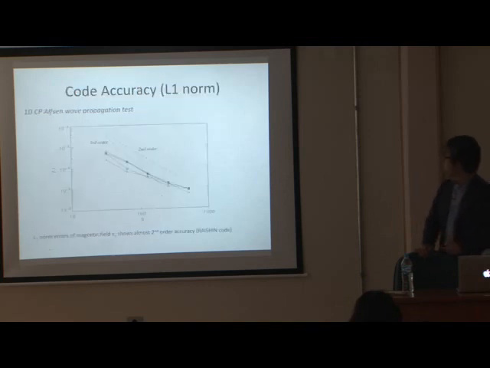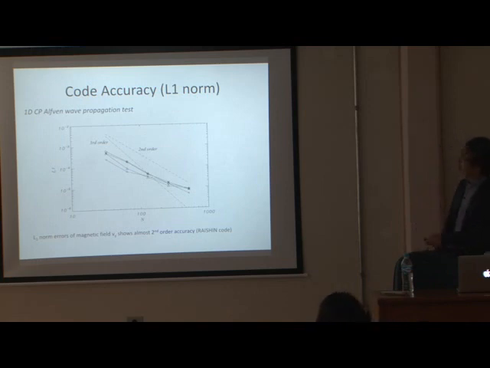Okay, so this is code accuracy. Mostly this is what I show for my own code. It's based on the previous 2006 test. This is the 1D Alfvén wave propagation test. We know the initial setup, and then the wave propagates, passing through a few times in the simulation. Then we can compare to the exact solution.